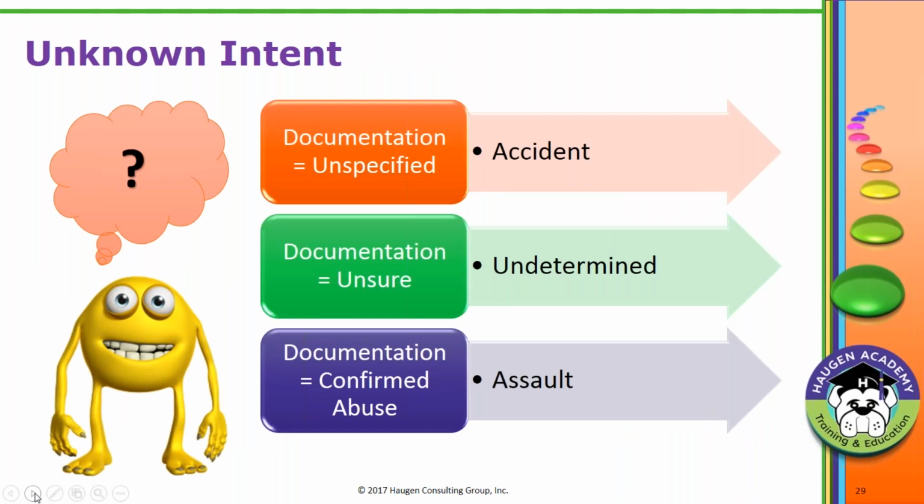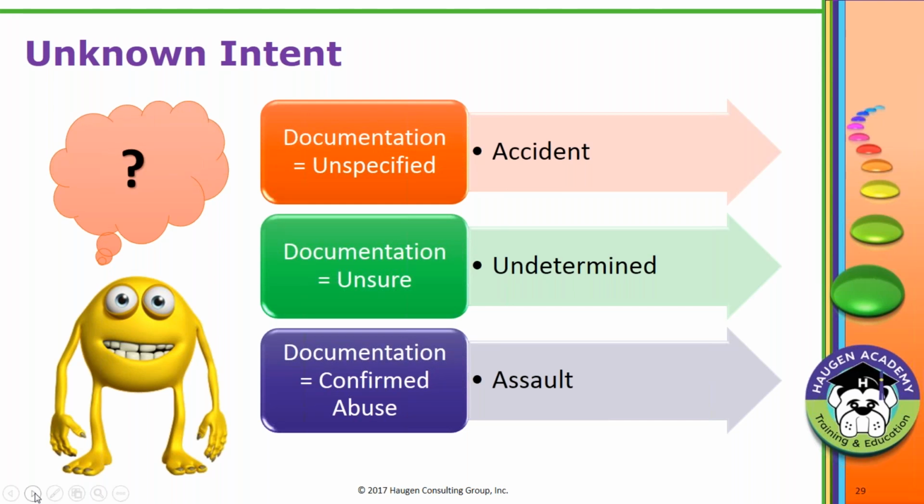When the intent of the external cause is unknown or undocumented, it should be coded as an accidental intent. Transport accidents, by the way, are always assumed to be accidental. But if the medical record documentation indicates that the cause is undetermined, then the external cause is coded as an undetermined intent. So in other words, if the intent isn't documented, it's assumed to be accidental. But if the provider cannot determine the intent, then you're going to use an undetermined intent code.